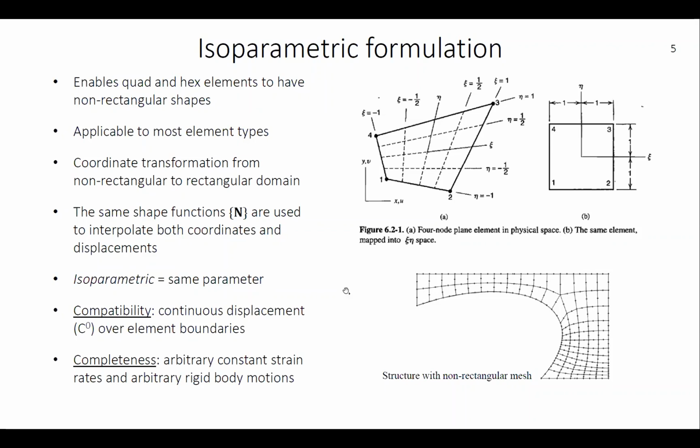Something about compatibility. Compatibility means that we have C0 compatibility over element boundaries. This means that we have a continuous displacement field, because we cannot really have any gap in the analysis. So everything is connected in between the nodal points, even over higher order elements and intermediate points.